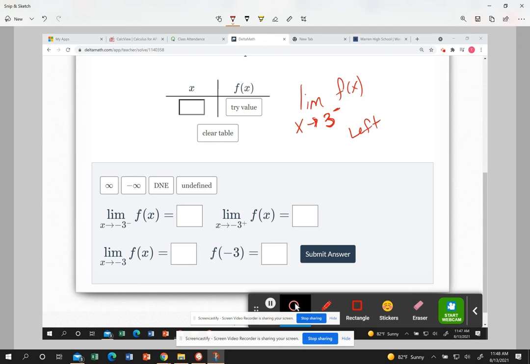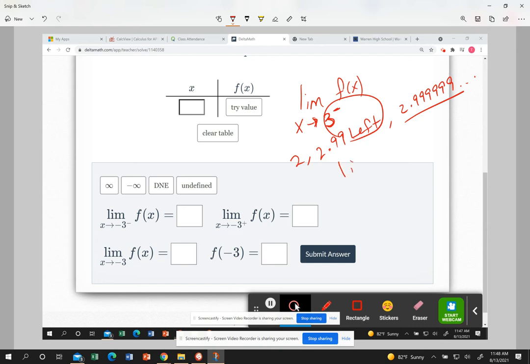Give me an example. 2. Okay, someone said 2 is on the left side of 3. Can someone else come up with a number that is closer than 2 to 3 from the left side? Closer than 2. Any number closer than 2? Give me a number. 2.99. Now sometimes this problem will be ridiculous and they'll say 2.999999. Do you see that? So isn't that closer and closer to 3 from the left side? Does that make sense? Okay, so this is from the left side.